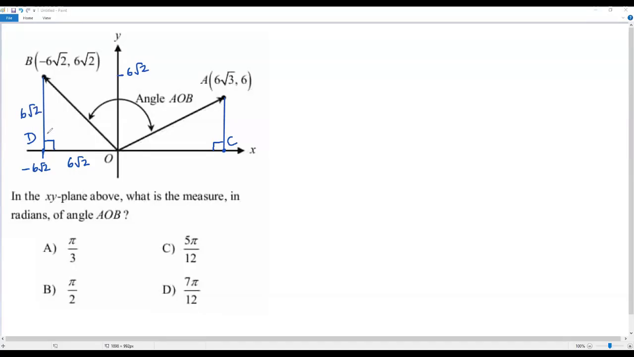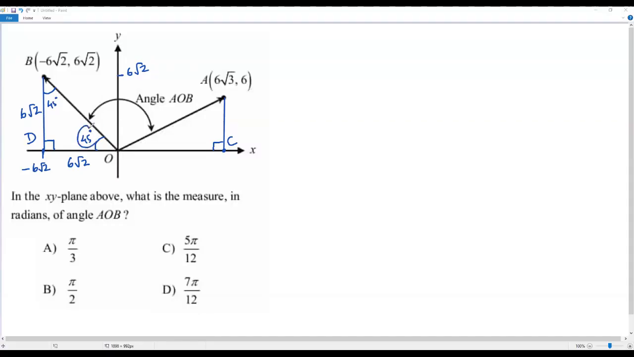Now let's consider this right triangle OBD. In this right triangle OBD, the two legs are equal, and we know that OB is the hypotenuse because it's opposite to the right angle. In any right triangle, if two legs are equal in length, then it's a 45, 45, 90 special right triangle. So here we have 90 degrees, so the angle measure over here has to be 45, and the angle measure over here has to be 45. It is a 45, 45, 90 triangle.